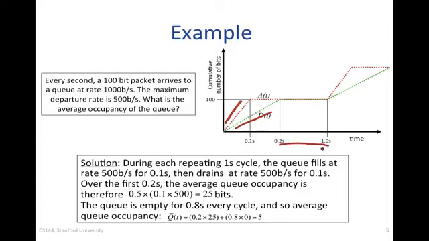And so the average queue occupancy, Q bar of t, is 0.2 of a second when it's 25 bits and 0.8 of a second when it's 0. So the average queue occupancy is 5 bits.